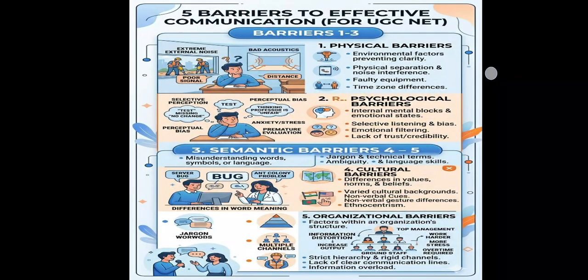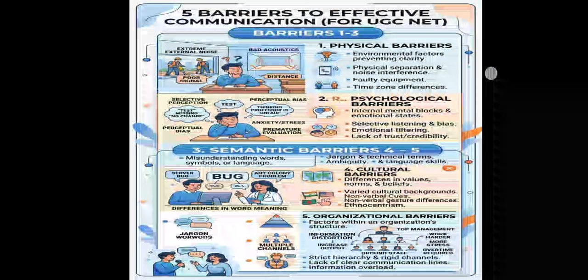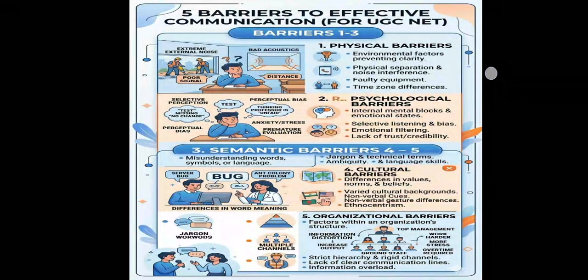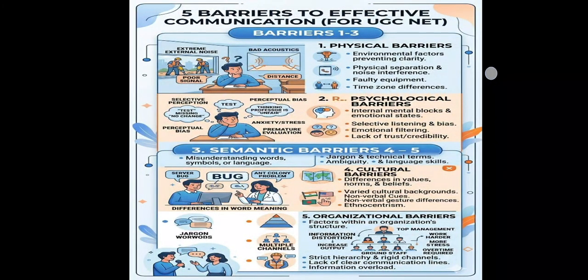Even if the physical connection is perfect and both parties are calm, a semantic barrier can completely crash the conversation. Let's break down the examples highlighted. First one is differences in word meaning. Look at the brilliant graphic in the center of the image. It shows two people talking about a bug.